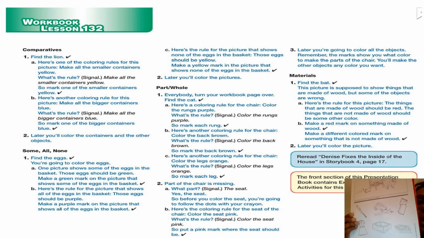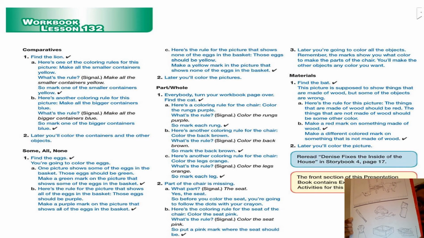Everyone, find the bat. Find the bat. This picture is supposed to show things that are made of wood, but some of the objects are wrong. Here's the rule for this picture. The things that are made of wood should be red. Remember, we write R for red. The things that are not made of wood should be some other color.